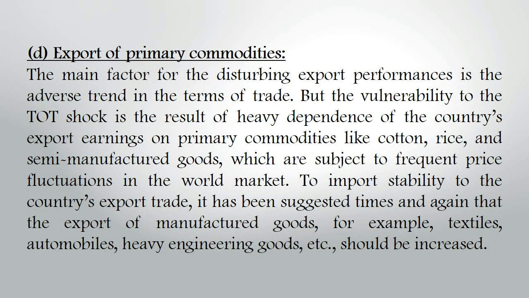D. Export of primary commodities. The main factor for the disturbing export performance is the adverse trend in the terms of trade. But the vulnerability to the TOT shock is the result of heavy dependence of the country's export earnings on primary commodities like cotton, rice, and semi-manufactured goods, which are subject to frequent price fluctuations in the world market. To impart stability to the country's export trade, it has been suggested time and again that the export of manufactured goods, for example, textiles, automobiles, heavy engineering goods, etc., should be increased.